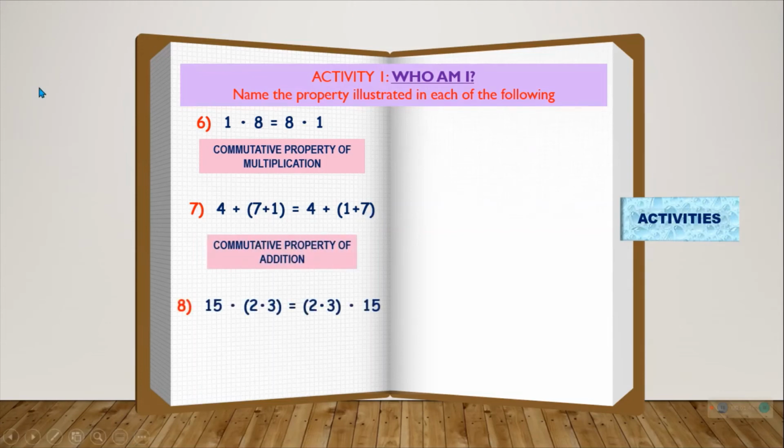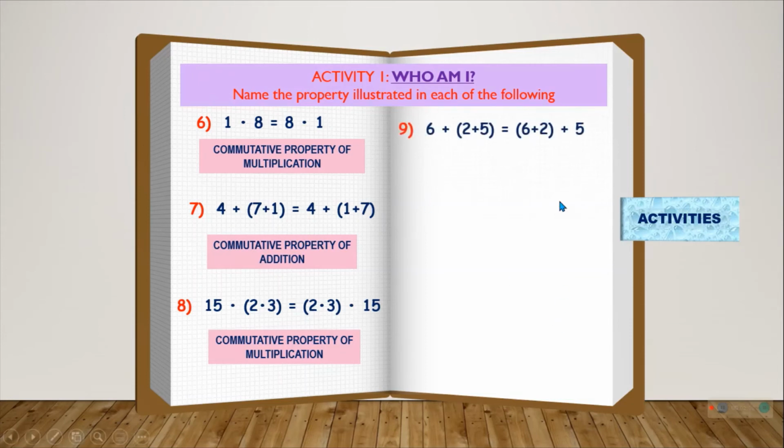Next, 15 times quantity 2 times 3, then equal to quantity 2 times 3 times 15. So, totoo lang, hindi rin sila nag-regroup. Nagpalit lang din sila ng lugar. So, that is also commutative property of multiplication. Next, number 9. 6 plus quantity 2 plus 5 is equal to quantity 6 plus 2 plus 5. Dito, kung mapapansin nyo, yung grupo na ang nagpalit. So, that is associative property of addition.